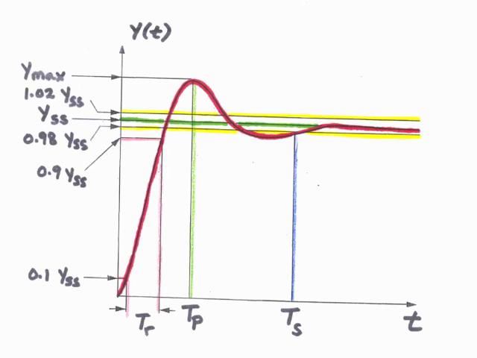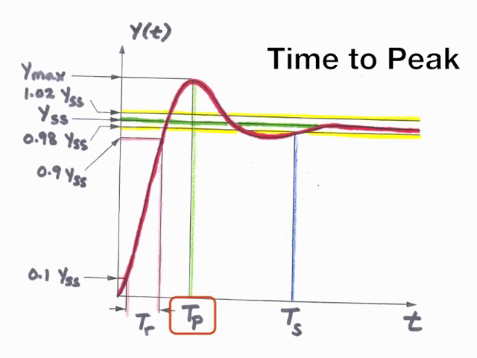The first of these is the maximum value of the response, labeled Ymax. The second I'll point out is the steady state value to a step input, and this is labeled YSS for Y steady state. The time required to reach Ymax is labeled T sub P, or time to peak.